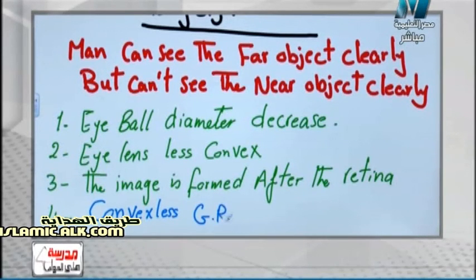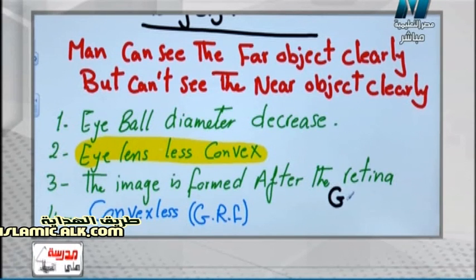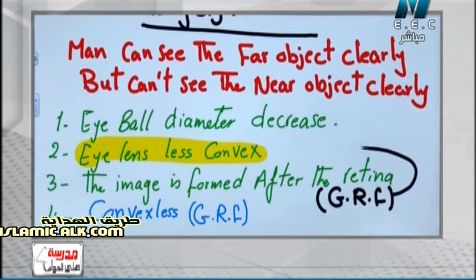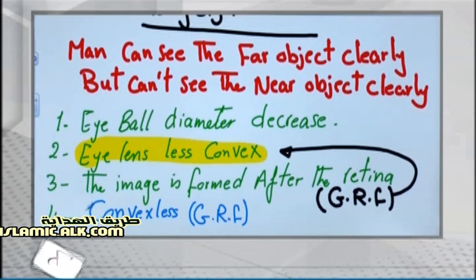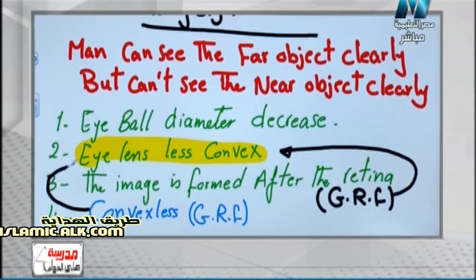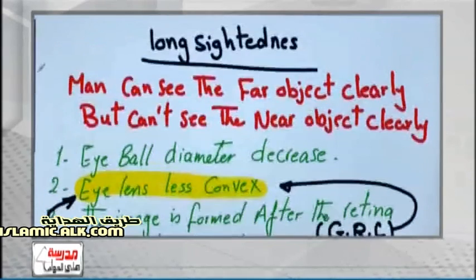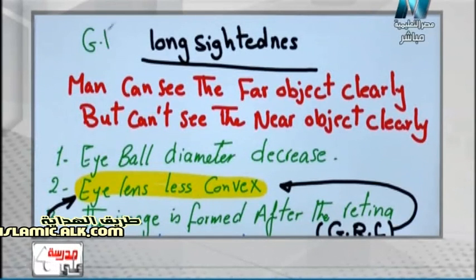Why? Give reason for. In this case the answer is: because the eye lens is less convex, or the convexity of the eye lens decreases. If asked to give a reason for the image being formed behind the retina in long-sightedness, the answer is: because the eye lens is less convex. If asked why we treat long-sightedness by a convex lens, again: because the eye lens is less convex. And what if the question is about some people suffering from long-sightedness?